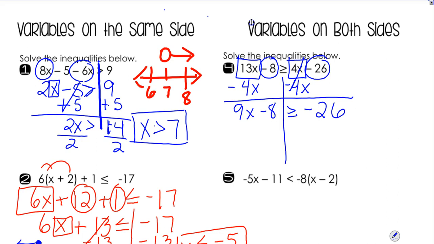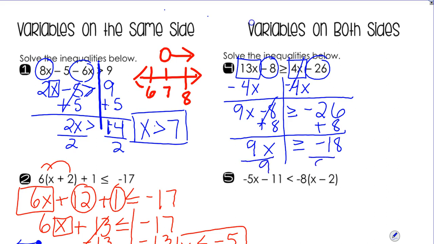And so now that brings us to our last step, which is just to use inverse operations to solve. So I'm going to add 8 to both sides. This cancels out. I get 9x is greater than or equal to negative 18. I'm going to divide both sides by 9. And then x is greater than or equal to what? Negative 2. So it's just like equations, ladies. The only difference is we have to flip the sign sometimes and then we graph them differently.